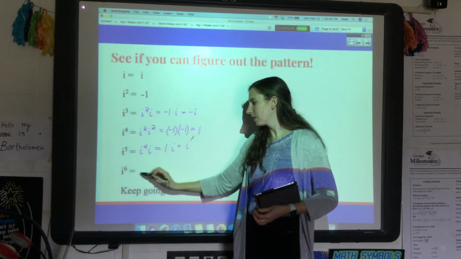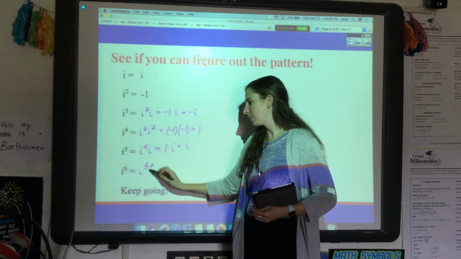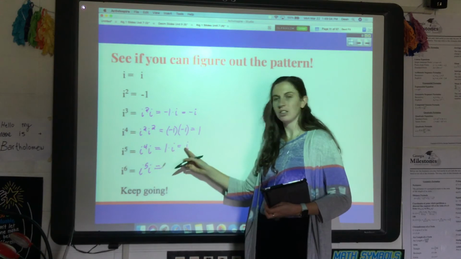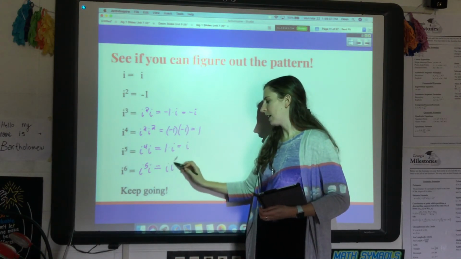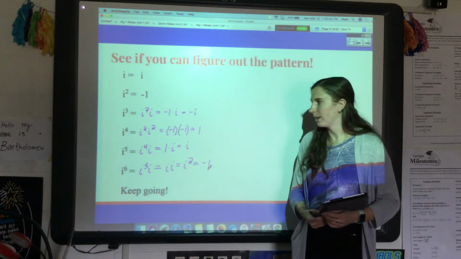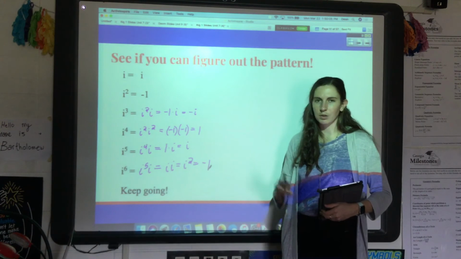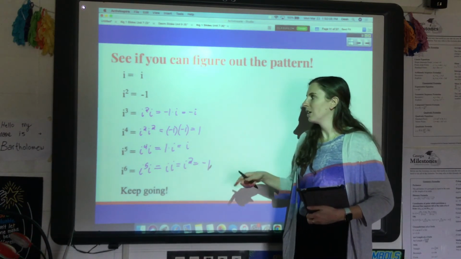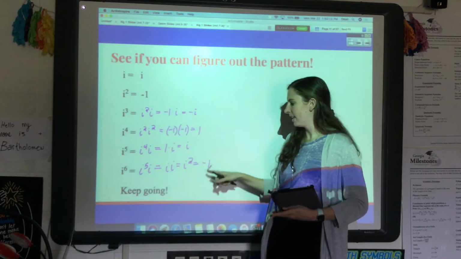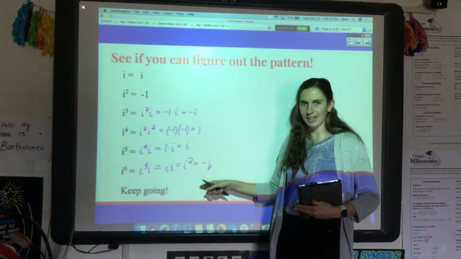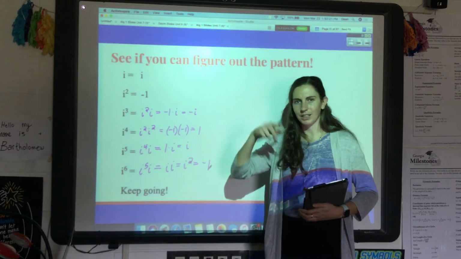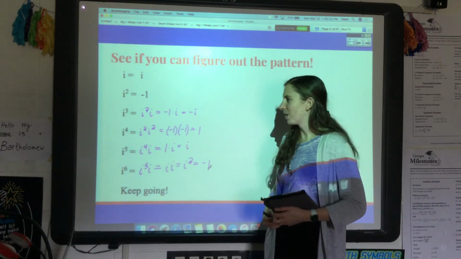Then I'll do i to the 6th, which is i to the 5th times an extra i. And i to the 5th is basically just i, and so it's i times i, which is i squared, which is -1. So if you keep this going, you'll actually see that this pattern continues every 4 iterations. So you get i, -1, -i, +1, i, -1, the next one would be -i, and then +1. It's basically going i, 1, i, 1, but you're changing to negative every now and then. So it's just kind of a cool pattern.